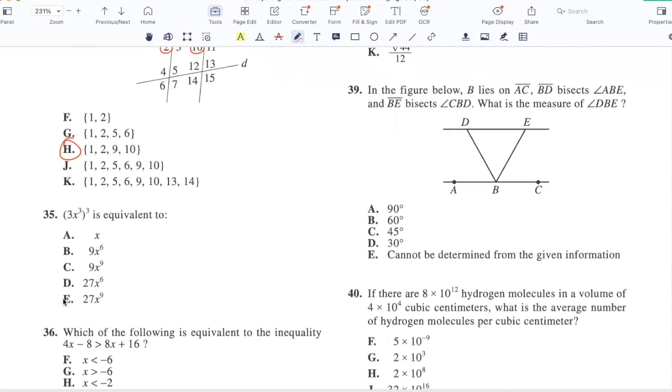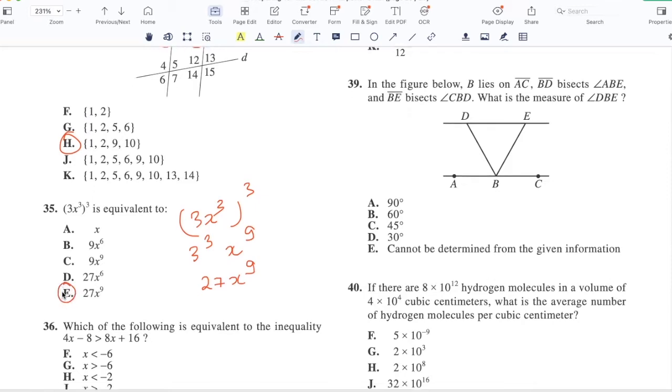Okay, (3x cubed) to the whole cube is equivalent to what? So (3x cubed) to the whole cube is 3 cubed times x to the power 9. So 27x to the power 9, which is option E.